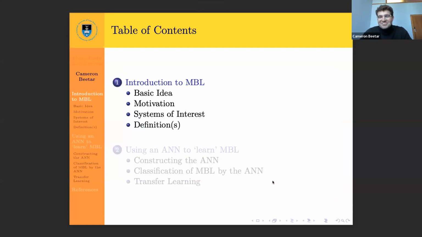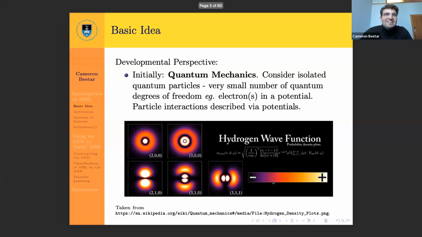Okay, so onto the introduction of localization. We're going to take a developmental perspective, and what that means is we're going to start right at the beginning with your quantum mechanics. So quantum mechanics is your essentially isolated quantum systems, a small number of quantum degrees of freedom that interact via some potentials. And I included the hydrogen wave function here because every undergrad in physics has had to solve for the wave function at some point.